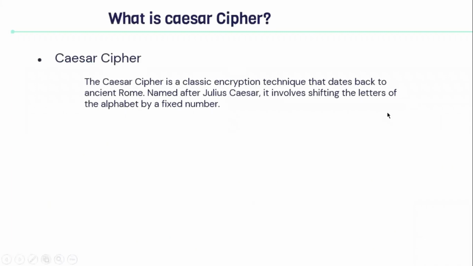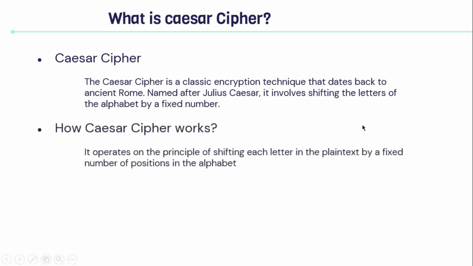The Caesar cipher is a classic encryption technique that dates back to ancient Rome. When Julius Caesar needed a secure way to communicate with his generals on the battlefield, this is where the Caesar cipher makes its entrance. It is named after Julius Caesar. It involves shifting the letters of the alphabet by a fixed number.